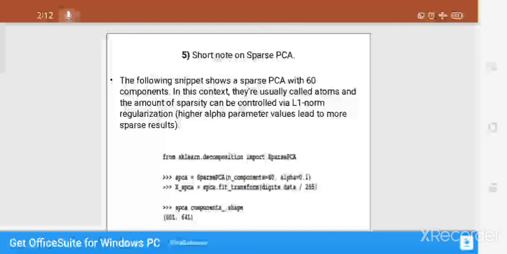SPCA, meaning sparse PCA, is equal to SparsePCA with n_components equal to 60 and alpha value 0.1, which is the constant we can say. So X_SPCA is equal to SPCA.fit_transform of digits.data divided by 255. SPCA.components_.shape is 60 components by 64, which is why here we have taken 60 and 64. Clear? So this is all about the sparse PCA.